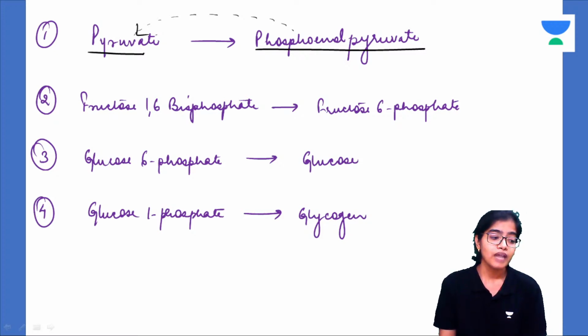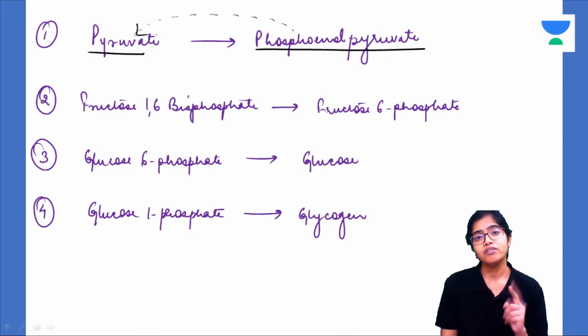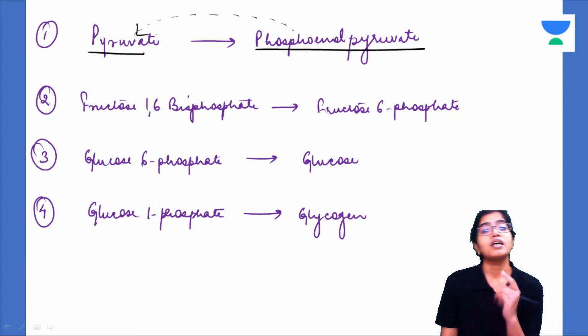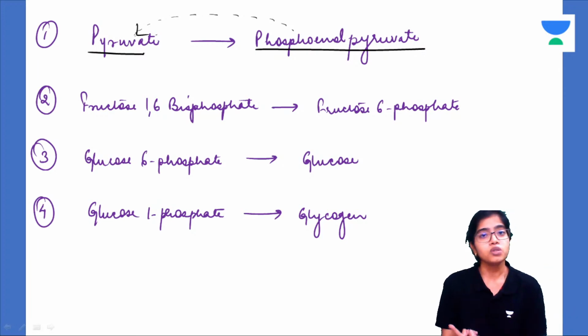Now I told you that time also, all the irreversible steps of glycolysis you should know, because they will occur in reverse in gluconeogenesis with the utilization of another enzyme. The enzyme converting phosphoenol pyruvate to pyruvate was pyruvate kinase, and the enzyme converting pyruvate to phosphoenol pyruvate, we'll read later on, occurs via two steps.